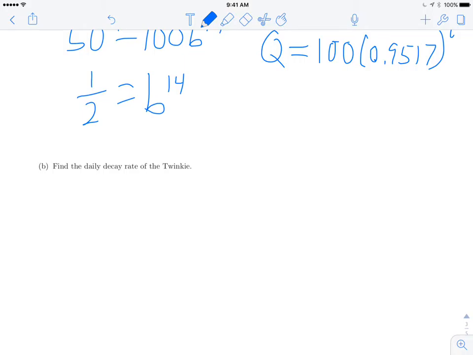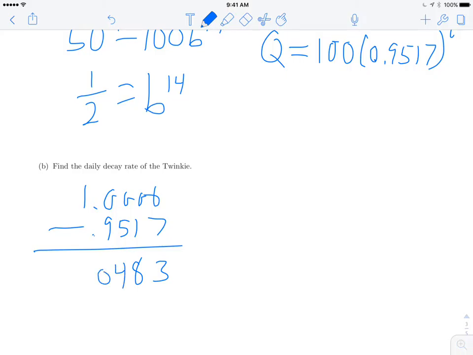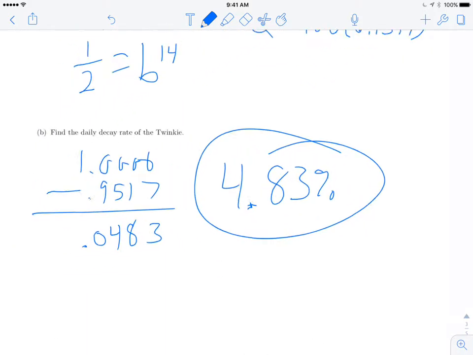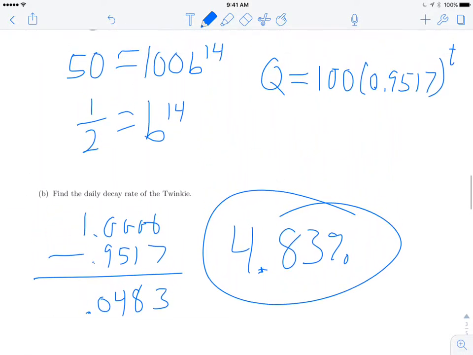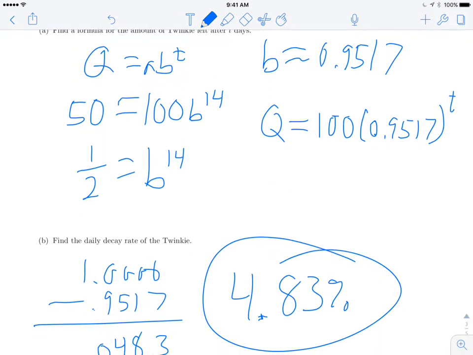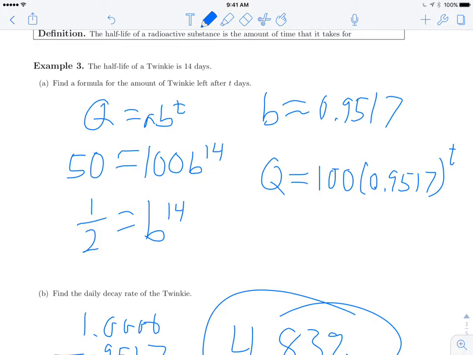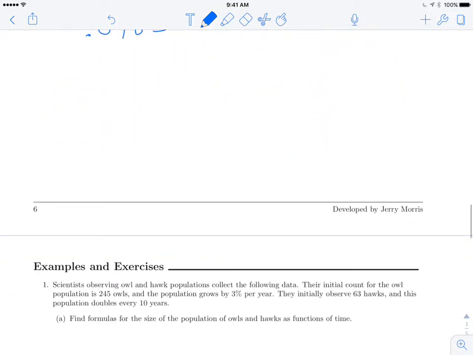Find the daily decay rate of the Twinkie. Well, 1.0000 minus 0.9517 is going to be 0.0483, or 4.83%. And that's pretty much it. That's the daily decay rate. If they had said something about the word continuous in here, then that's when we would use the other format. But they didn't, so we won't either.